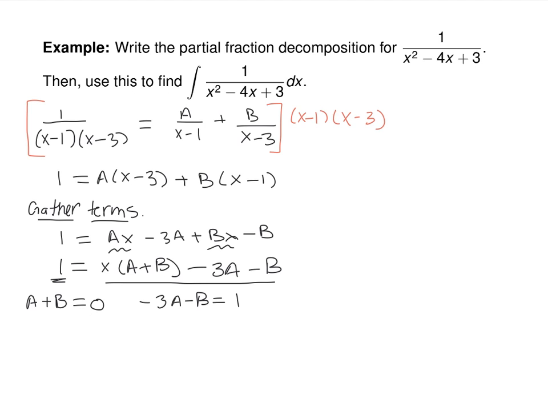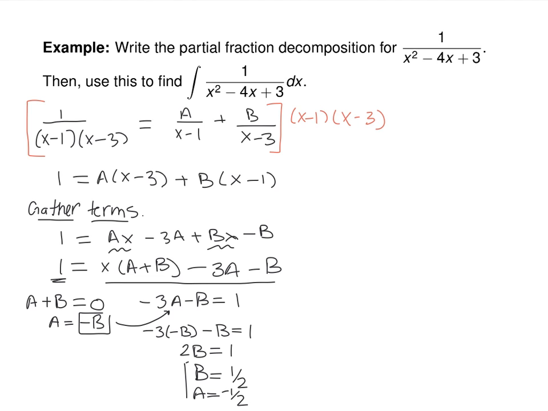And this is a system of equations, and you can solve it using a technique called substitution. So you can say, well, I know that a equals negative b, so I can input negative b for that a. So that will be negative 3 times negative b minus b equals 1. So that is 3b minus b is 2b. Therefore b is 1/2. And now, since b is 1/2, and we know that a plus b is 0, a will have to be negative 1/2. Okay, that's not your answer, but that's the value of the coefficients.